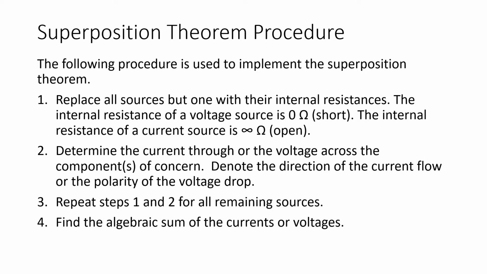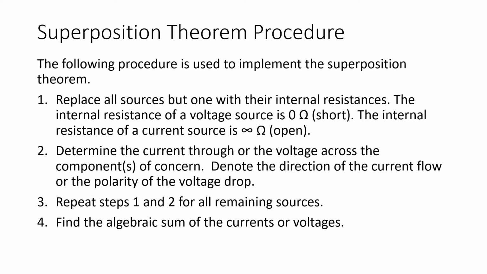The following procedure is used to implement the superposition theorem. Step one, we replace all sources but one with their internal resistance. The internal resistance of a voltage source is 0 ohms, or a short. The internal resistance of a current source is infinite ohms, or an open.